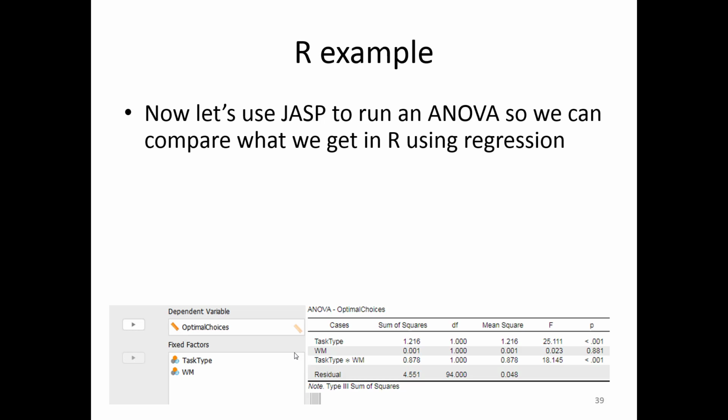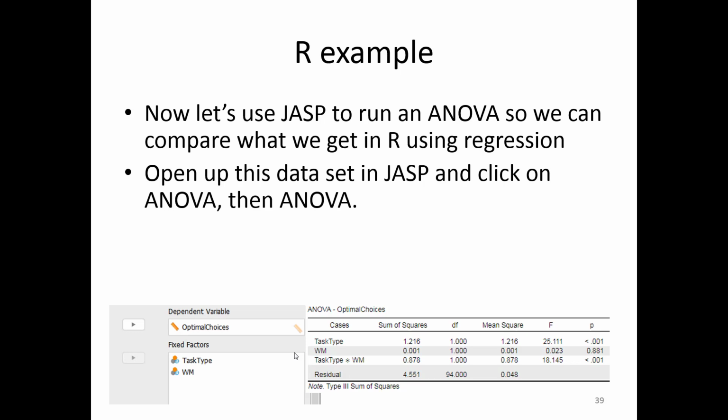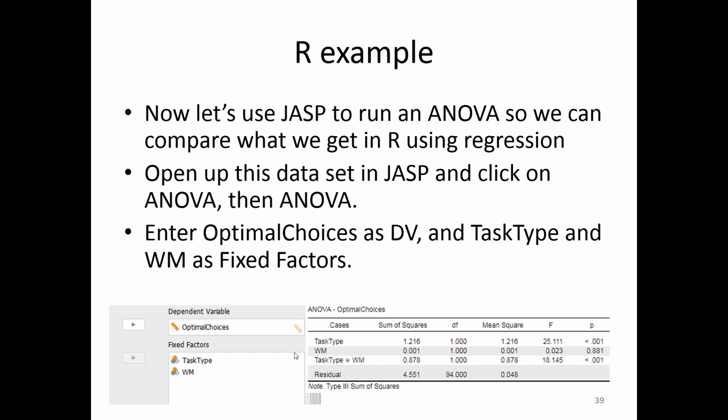So now let's go to JASP. This is an R/JASP example, I guess. Let's use JASP to run an ANOVA, and then we can compare it to what we get in R using regression. So open up this data set in JASP. Within JASP, find it within the Psych 671 RStats folder. After you have it open, click on ANOVA, and then ANOVA again. Okay, and then enter optimal choices as the dependent variable and task type and working memory as the fixed factors. And then you should see the ANOVA output right here.